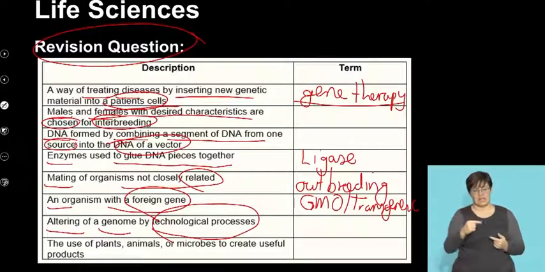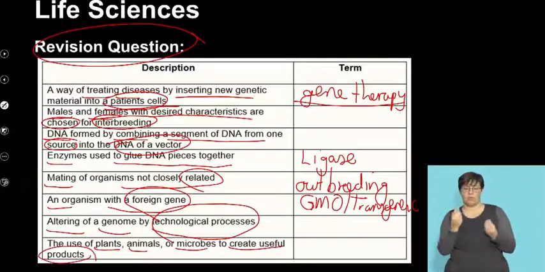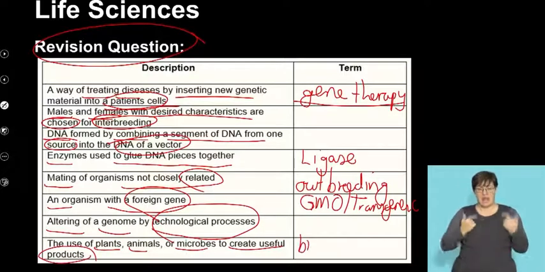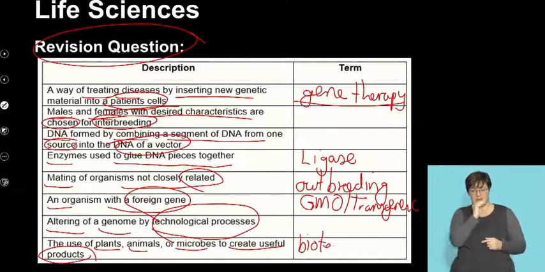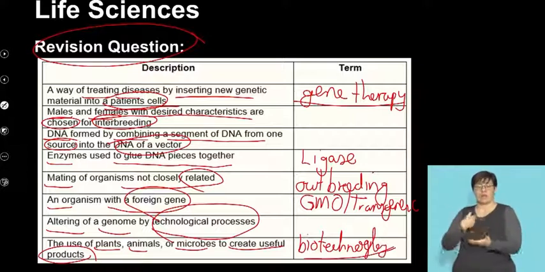And finally, the use of plants, animals, microbes to create useful products is the use of living organisms, and that is biotechnology. So the process of using living organisms to create useful products is called biotechnology.